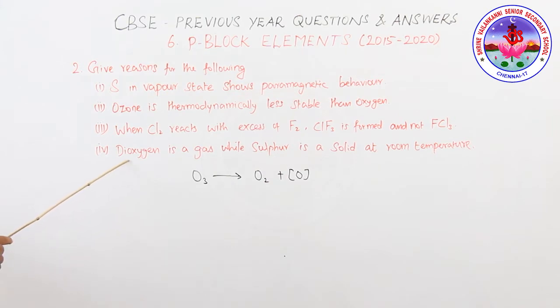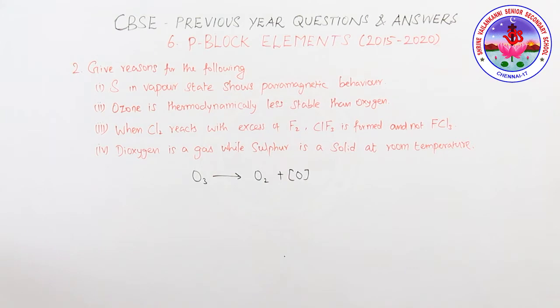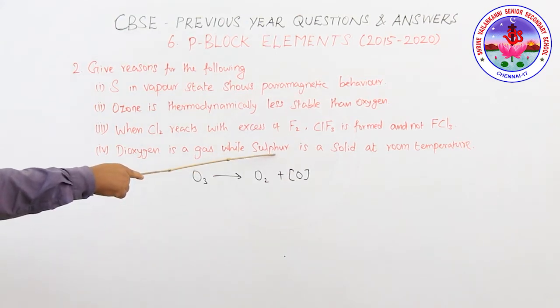Then the fourth question. Dioxygen is a gas while sulfur is a solid at room temperature. Why? Here dioxygen has a small surface area, so less van der Waals forces of attraction. It also has a p-pi bond. That is why dioxygen is a gas. Dioxygen is a diatomic molecule. Sulfur is an octatomic molecule.